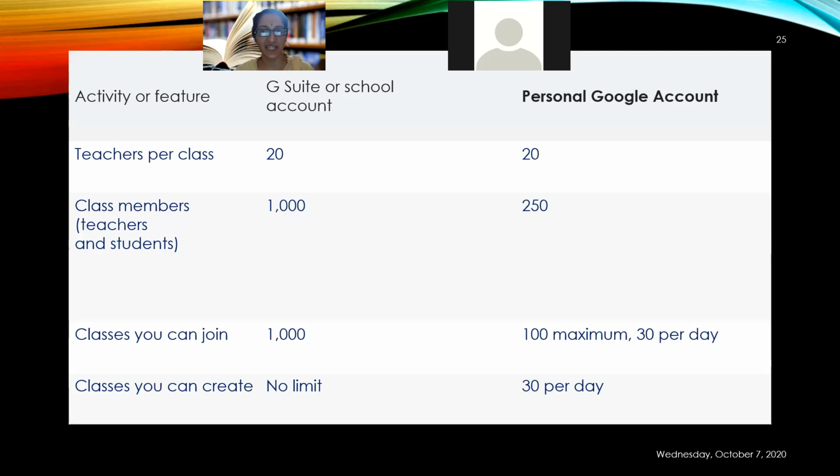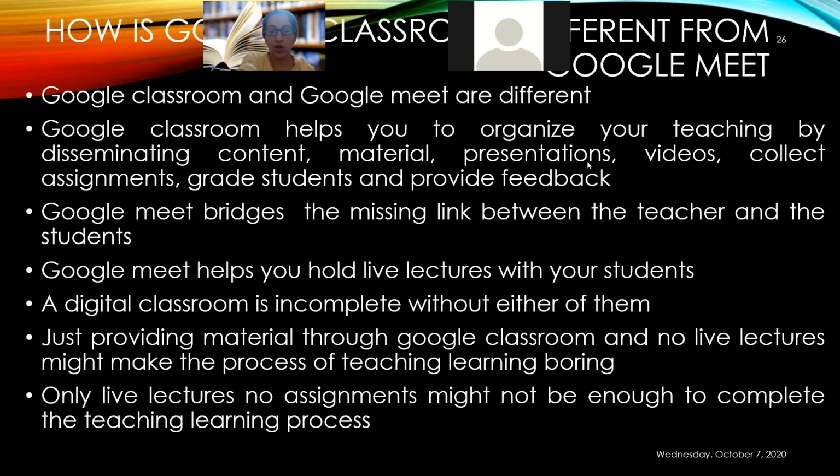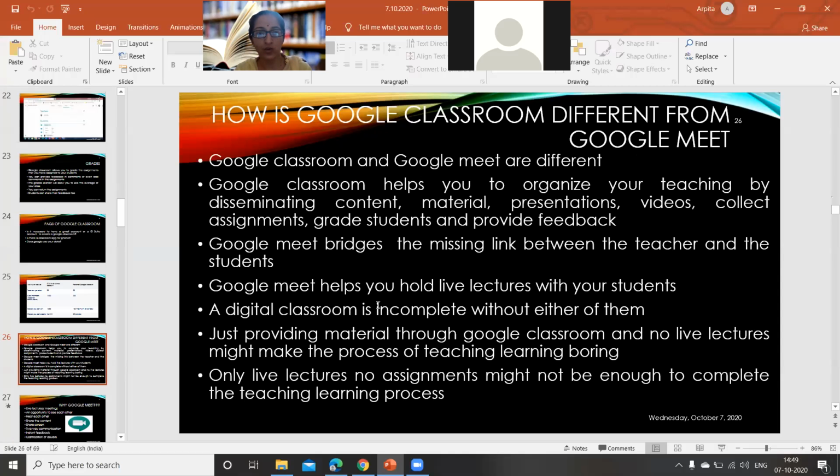Now, what's the difference between the G Suite and the personal account? So the personal account that you have does not give you as many options as G Suite or a school account gives you. It's like your university or college has bought it. So teachers per class in G Suite will be 20, in a personal Google account will be 20. The class members will be as many as 1,000, and for a personal Google account, it will be 250. Classes you can join in G Suite is 1,000, while for a personal account it is 100 maximum and 30 per day. Classes you can create in G Suite, there is no limit, but for a personal Google account, there is 30 per day. So with that, I think I have come to the end of Google Classroom.